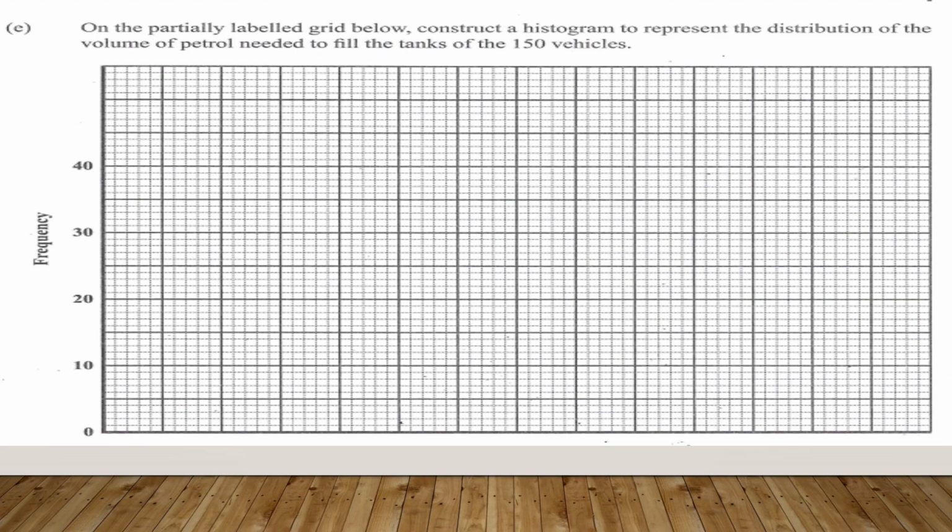We have the last part. On a partially labeled grid below, construct a histogram to represent the distribution of the volume of petrol needed to fill the tanks of the 150 vehicles. So we know that here is the y-axis, it's good to write that. And here is the x-axis. Okay, so we're going to label the x-axis as the volume of petrol.